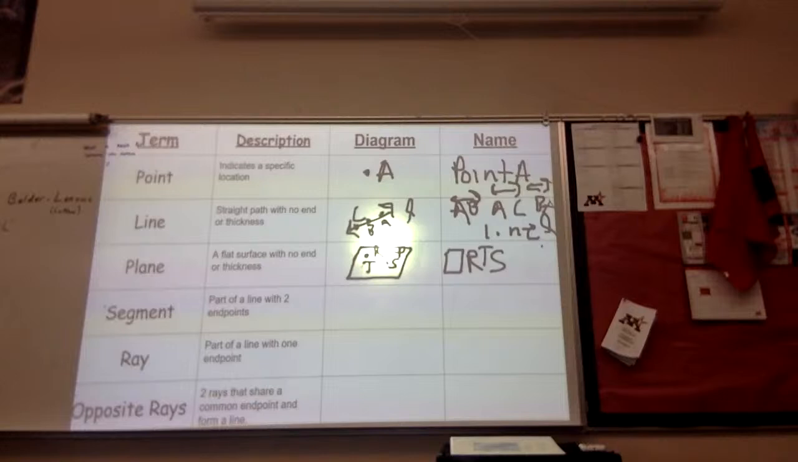So a segment is a part of a line with 2 endpoints. I know we know what that is, so I'm not going to spend a whole lot of time on that. That's just saying you have two points at the end and you're connecting them, so ST. How we name that is we just put a line over the 2 points, so ST, or you can write it as TS. Whichever one floats your boat.